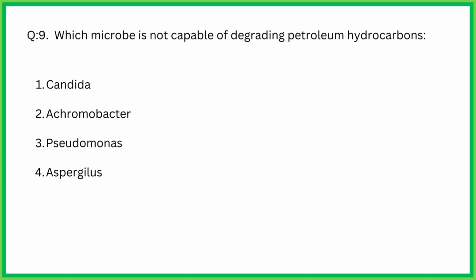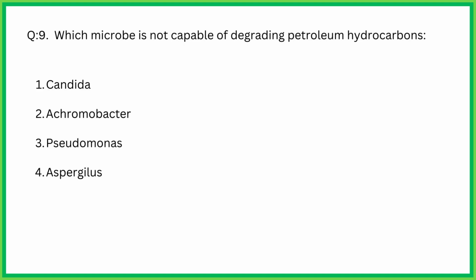Question number 9. Which microbe is not capable of degrading petroleum hydrocarbons? Option 1 Candida, option 2 Achromobacter, option 3 Pseudomonas, option 4 Aspergillus. So this question is asking which microbe is not capable of degrading petroleum hydrocarbons. If you have read about the microbes used for degrading petroleum hydrocarbons, it is mostly in the process of bioremediation.